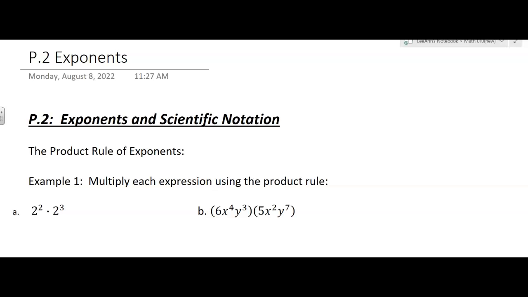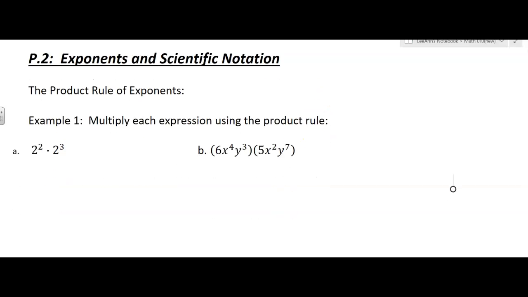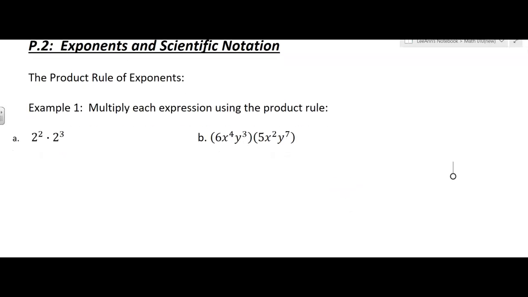So we're going to do two things in this section, P2. We're going to talk about exponents and we're going to talk about scientific notation. The exponents have quite a few rules, and I'm going to go through them, and we use them a lot, so it's good to note the rules and how to use them. We'll give you lots of examples and you'll get practice in the homework as well.